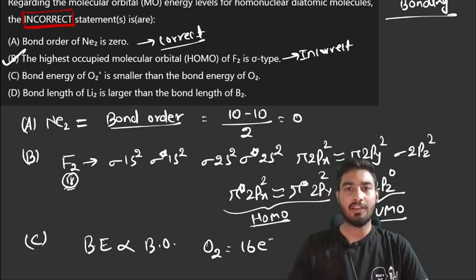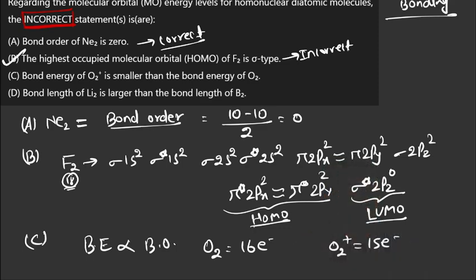So we calculate the bond order for O2 and O2 plus. We know when 14 electrons are there, the bond order is 3. Now as electrons increase one by one, the bond order decreases by half. So from 14 to 15 the bond order will be 2.5, and from 15 to 16 it will be 2. So the bond order of O2 is 2 and the bond order of O2 plus is 2.5. So O2 plus has the higher bond order, and in that case its bond energy is more. That means this statement is also incorrect, so this should also be our answer.